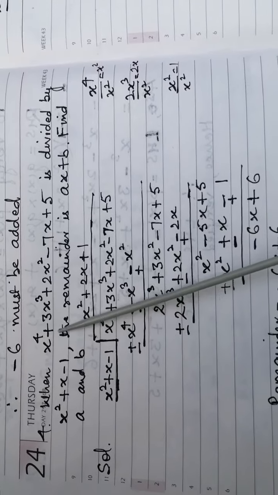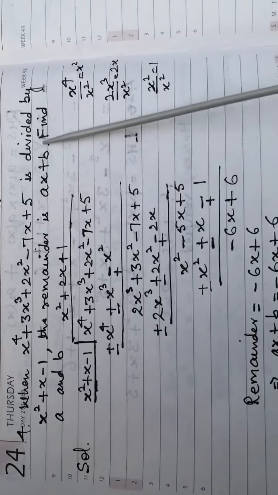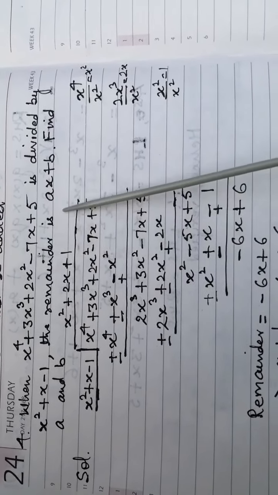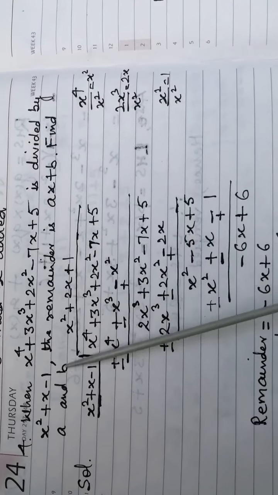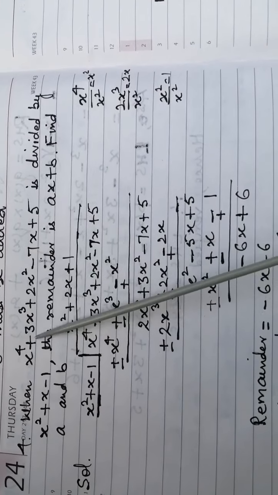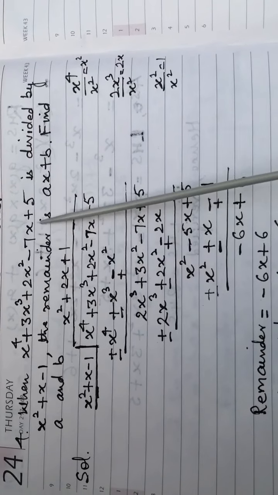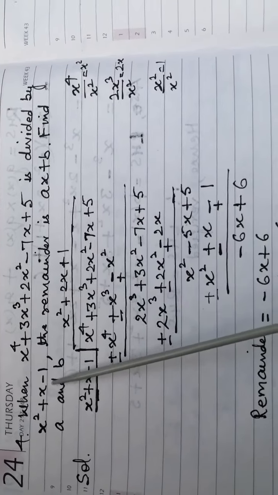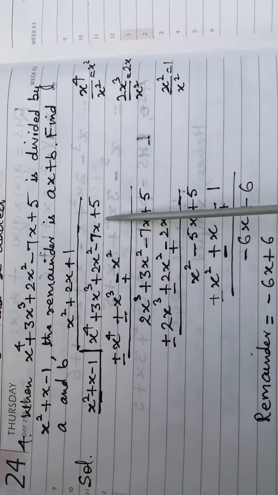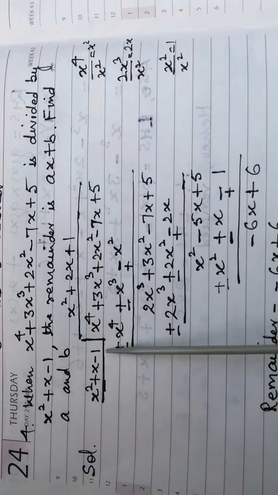When x raised to power 4 plus 3x cube plus 2x square minus 7x plus 5 is divided by x square plus x minus 1, the remainder is ax plus b. Find the values of a and b, right? So I'll divide x raised to power 4 plus 3x cube plus 2x square minus 7x plus 5 by x square plus x minus 1. As I told you earlier, make sure that the dividend and the divisor are in standard form. Now here of course they are already in standard form. So I start the division.